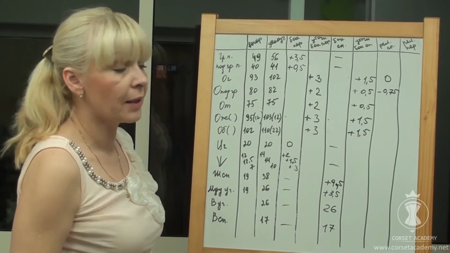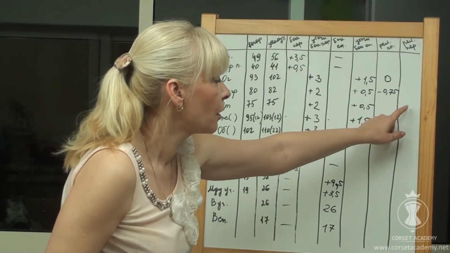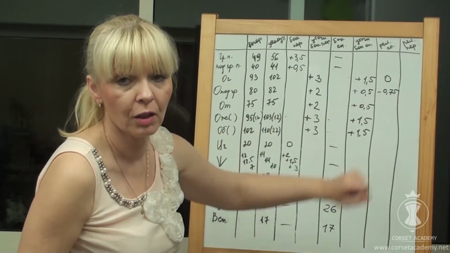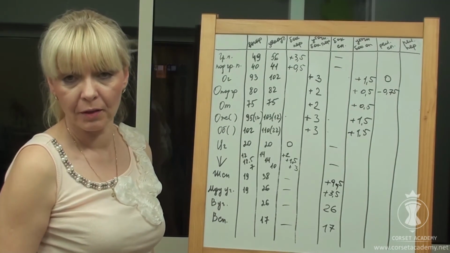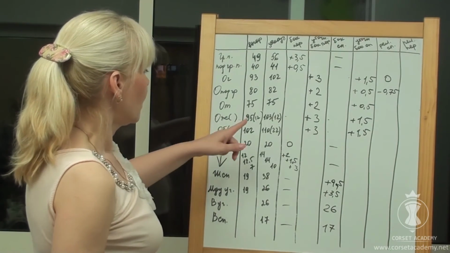Along the waistline, I have added 4 centimeters to the measurement of 75 centimeters on the pattern to adjust the side seam contour at the front and 1 centimeter to adjust the contour at the back. 75 centimeters plus 4 centimeters plus 1 centimeter equals 80 centimeters. My client's measurement is 75 centimeters. 75 centimeters minus 80 centimeters equals -5 centimeters. There are 5 extra centimeters.